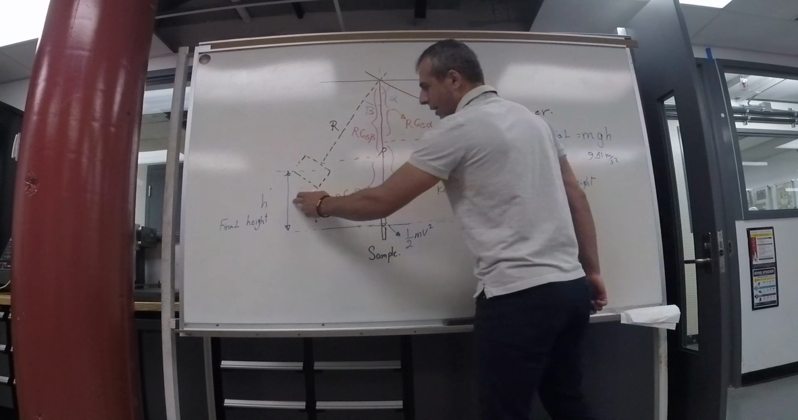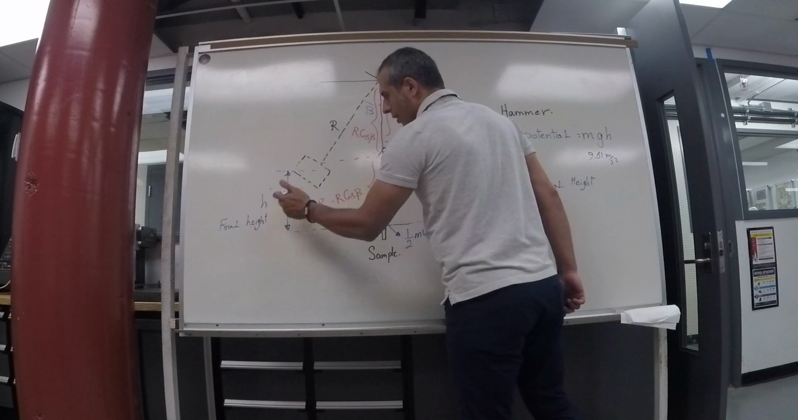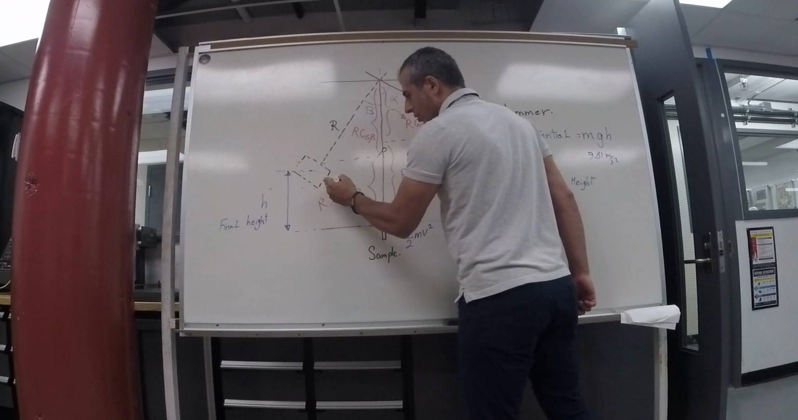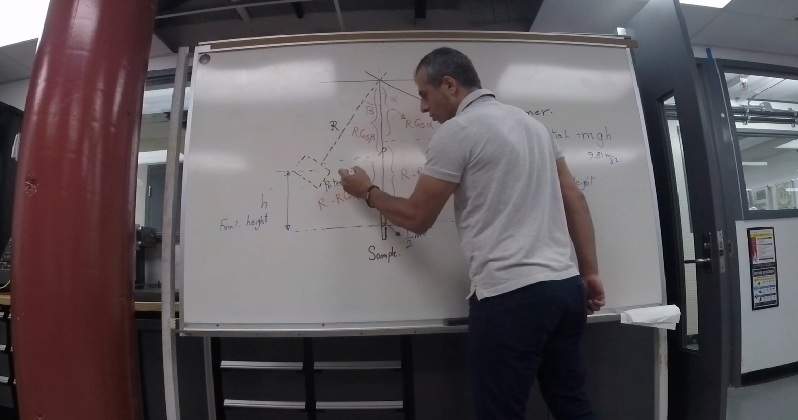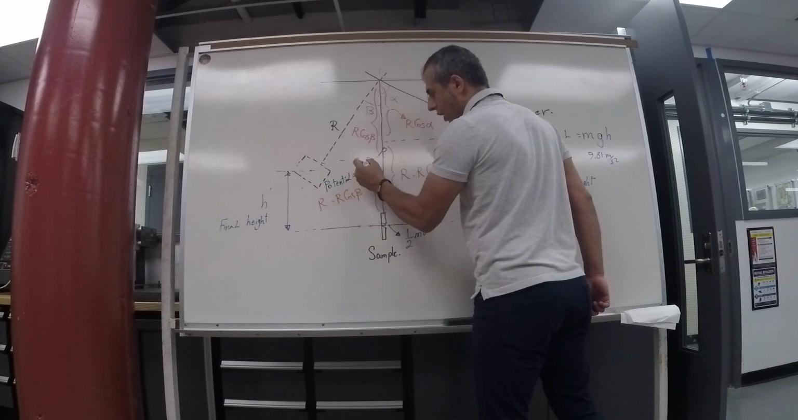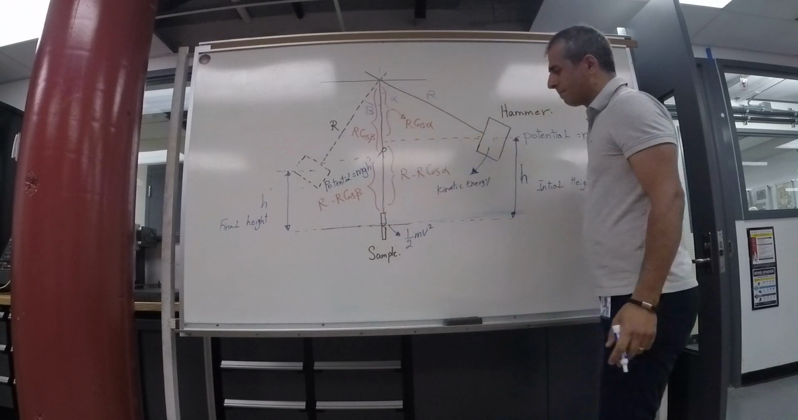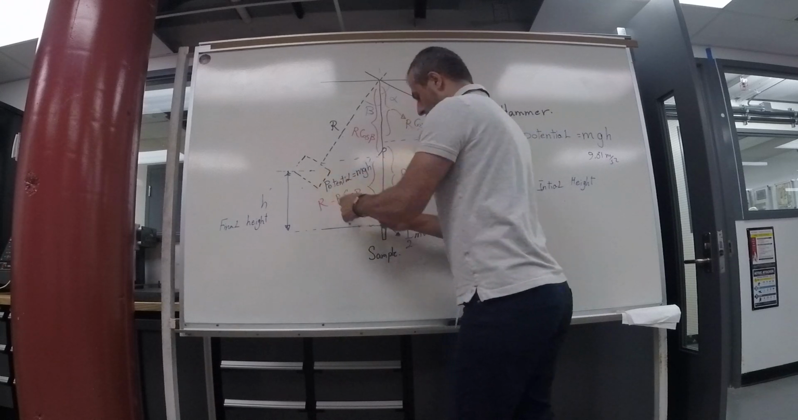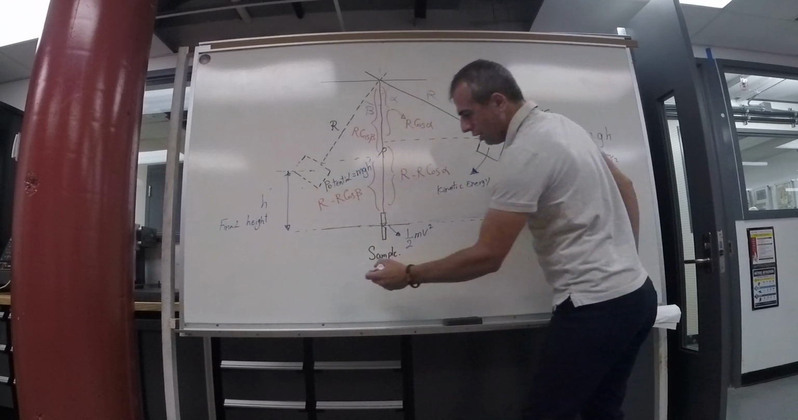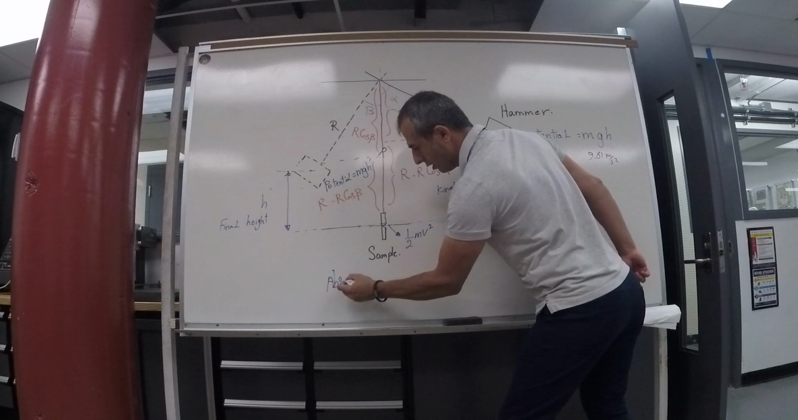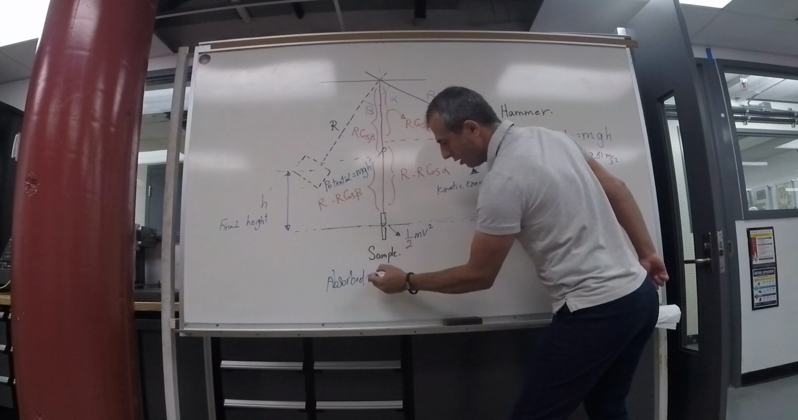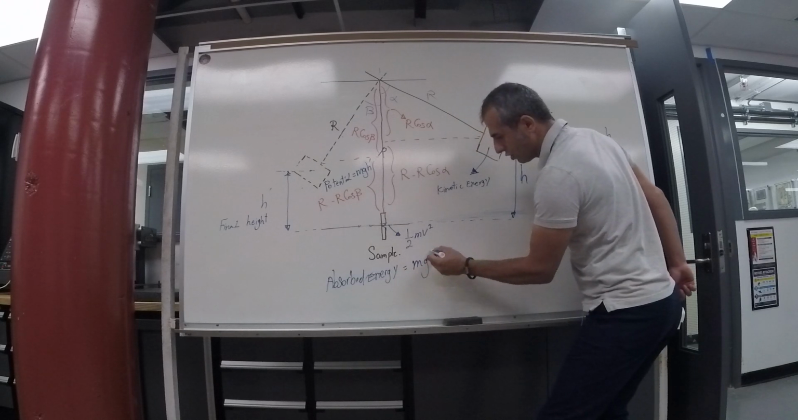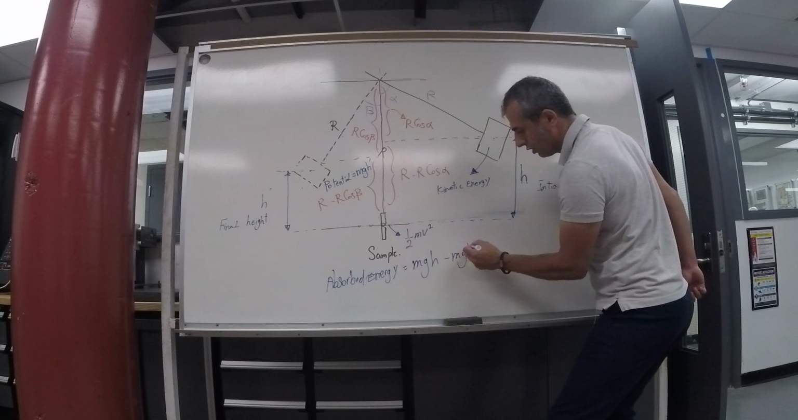So it's going to stop at h prime for the final height, and we are going to have potential energy again, equal to mg h prime this time. So the difference between this energy and this energy is going to be the absorbed energy. So the absorbed energy is going to be mgh minus mgh prime.